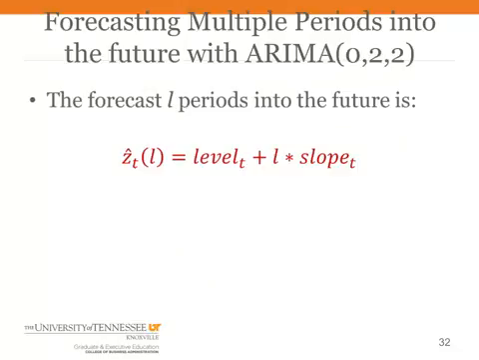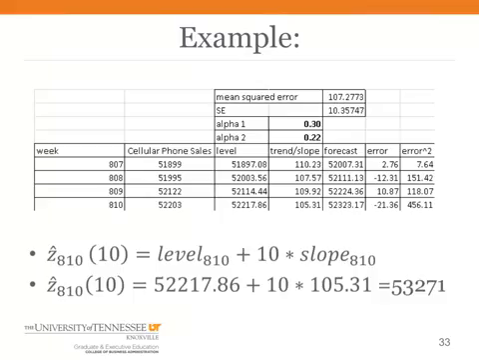And to forecast L periods into the future, we just take the current level plus L times the current slope. And here is an example of what that looks like when L is equal to 10. We're forecasting what the sales will be in period 820. That's 10 periods into the future. So we take the current level and add 10 times the current estimated slope.